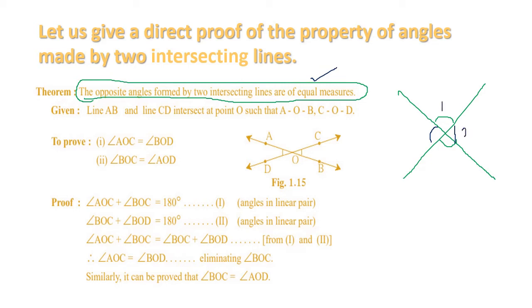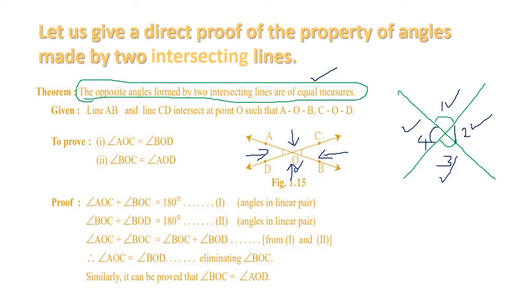That means if this is 1 and this is 2 and this is 3 and this is 4, we are asked to prove that 1 is equal to 3, 2 is equal to 4, because they are the opposite angles. So to prove that, we will be applying certain theorems we studied, principles we studied. Here in the textbook, the intersection is named as O. The angles are AOD here, AOC here, BOC here, BOD here. We are asked to prove angle AOC is equal to the angle BOD, as well as BOC equal to the angle AOD.